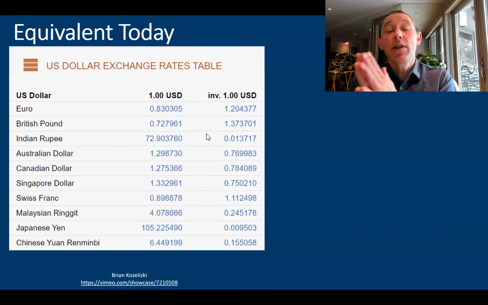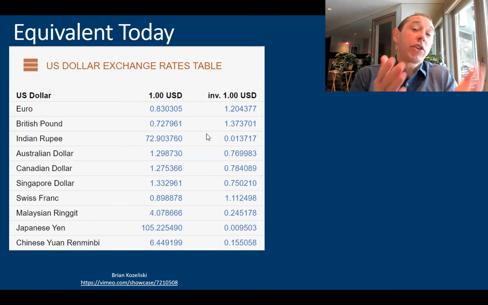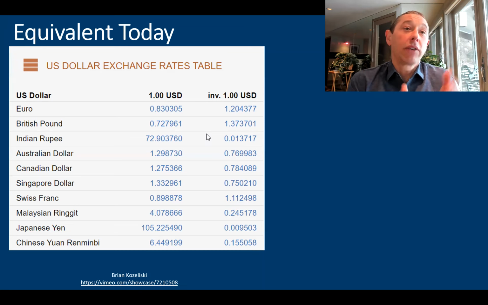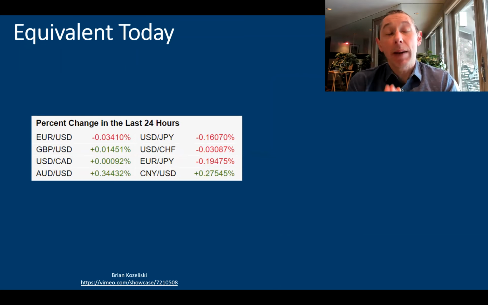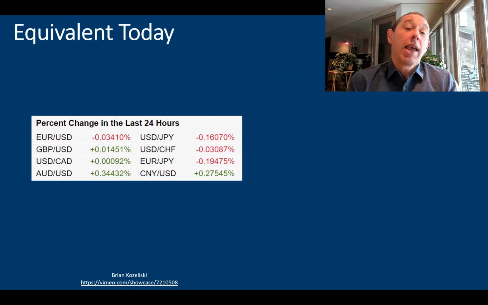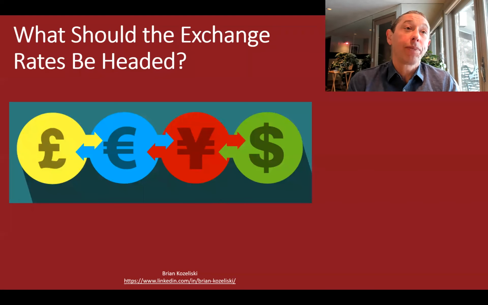All right, so as I mentioned in the previous video, there are exchange rates around the world. Here's an example of some recent exchange rates for the US dollar and other currencies. As I mentioned in the previous video, these things change daily. So here's a sense of a change you might see in a 24-hour period of time. The question is, why are they changing? Can we predict how these might change?